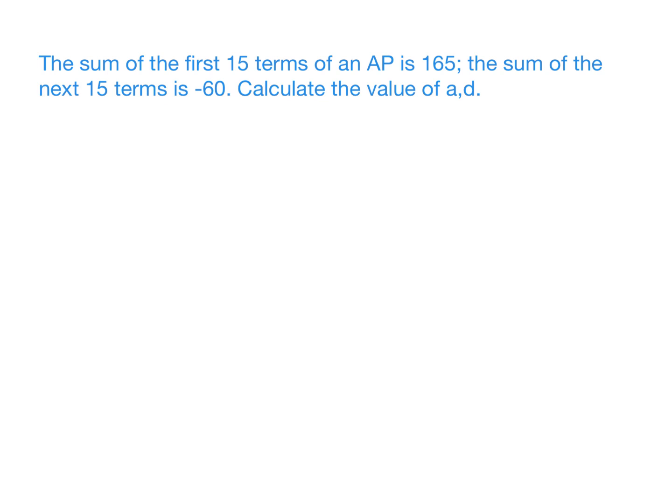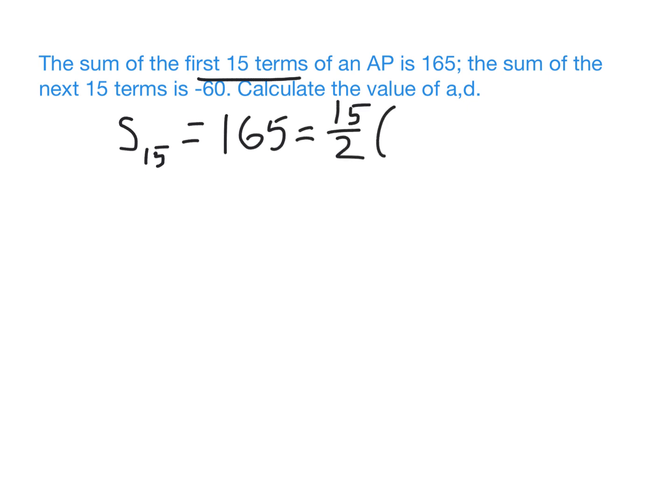The first equation will come from the first 15 terms. So S15 is equal to 165. So the formula is Sn equals n over 2 multiplied by (2a plus (n minus 1)d). So n minus 1 is 14 times d.